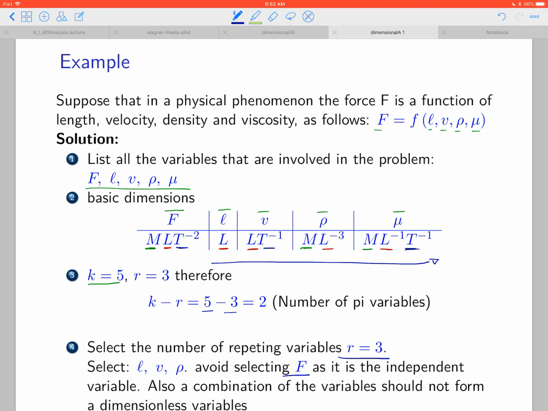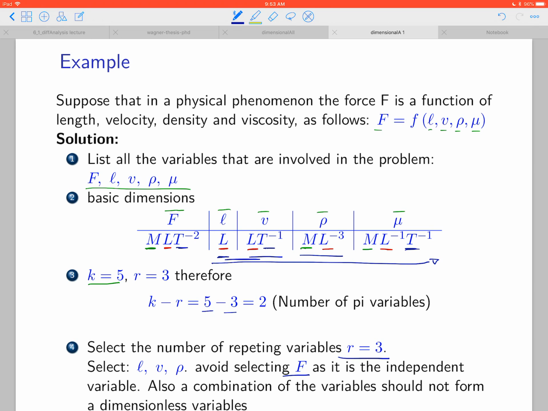So we choose, for example, in this case, L, which has dimension of length. Velocity has dimension of L over t. If we combine these two, they are not going to cancel because there is no time in the first one. And if we select density, density has mass. So if we combine them, we cannot make a dimensionless variable because mass is only in one of those and time is only in one of those. So it's going to be impossible.